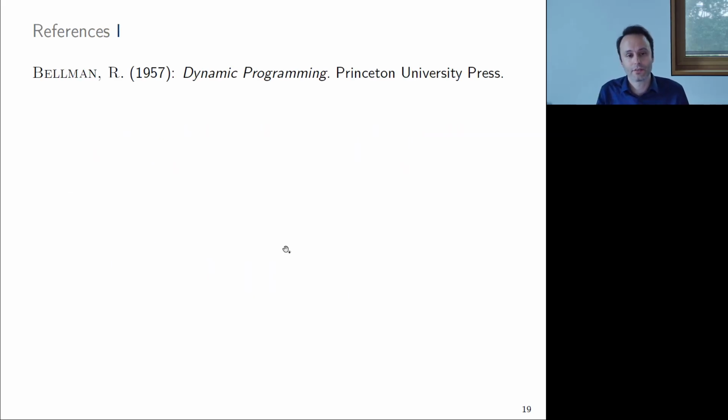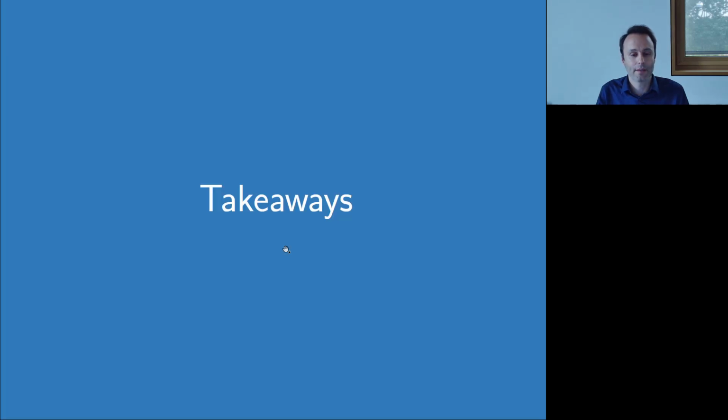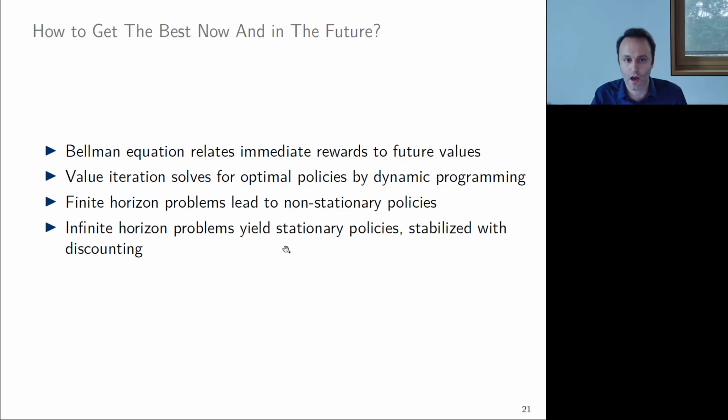Now here is Bellman's original reference, and let's summarize what we have seen, how to get the best out of now and in the future. So Bellman's equation relates immediate rewards and future values. The value iteration actually uses the Bellman equation to solve for optimal policies by dynamic programming. And finite horizon problems lead to non-stationarities in the policies, so they change. But in infinite horizon problems, they are stationary. And using discounting, actually, we can solve for the optimal policy also in infinite horizon problems.